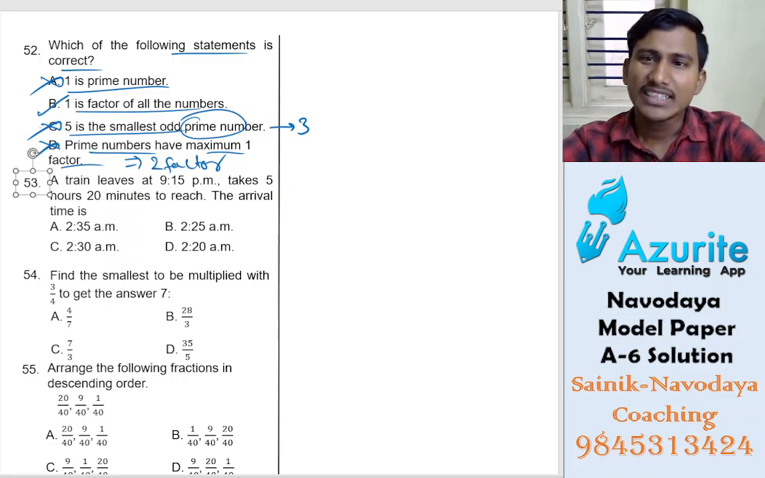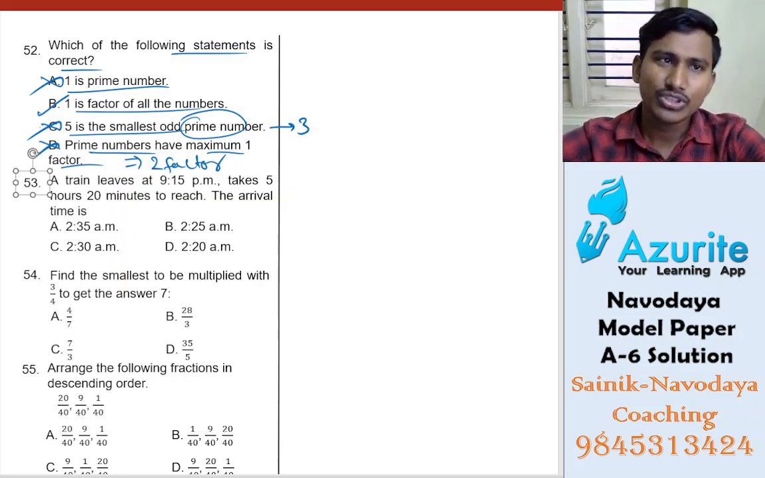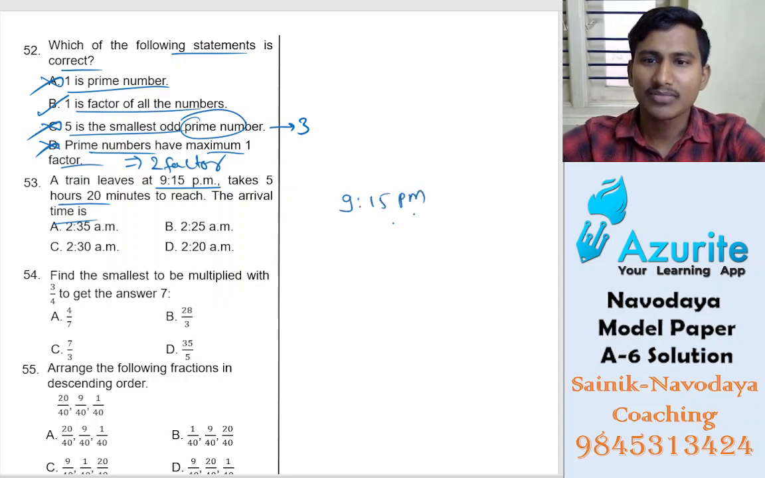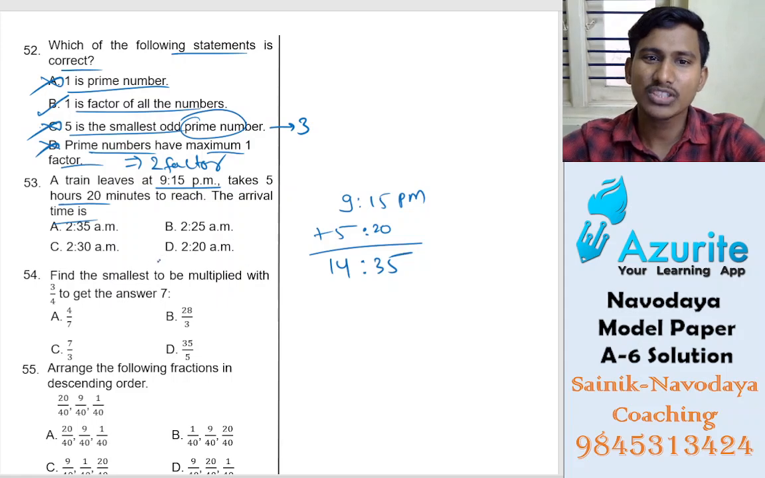So now 53 question. Very easy, right? What is the question here? Train leaves at 9:15 p.m. and takes 5 hours 20 minutes to reach. Arrival time is 9:15 p.m. plus 5 hours 20 minutes. So if you add, it will be 14 hours 35 minutes. So which option has 35 minutes? Option A has 35 minutes. That is the answer.